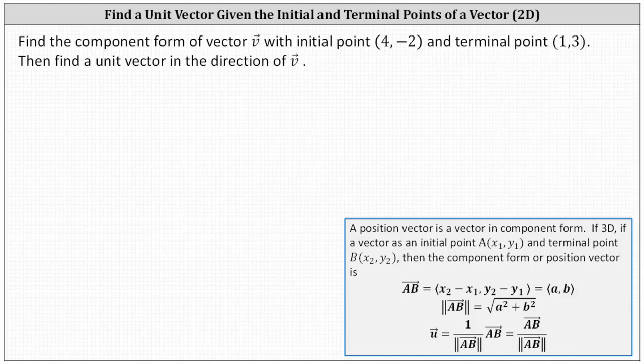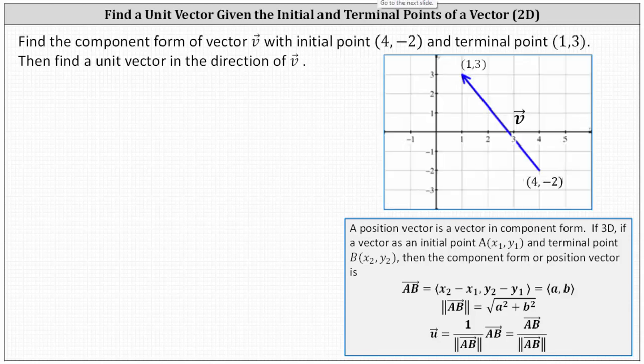Let's first sketch vector v on the coordinate plane using the initial and terminal points. So here we see vector v on the right. Notice to go from the initial point to the terminal point, we would have to move left 3 units, which indicates the x component is -3 in component form, and then we'd have to move up 5 units, which indicates the y component is +5, again in component form.